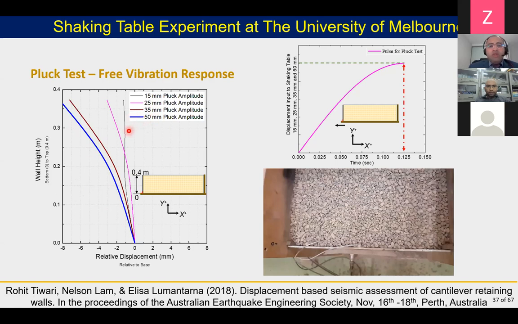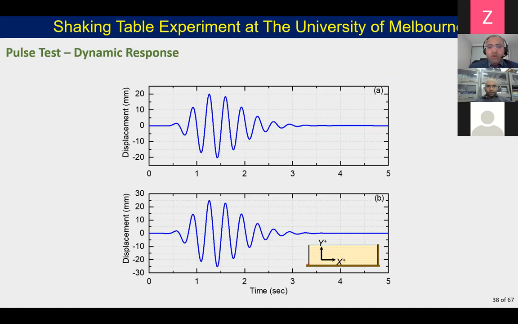And obviously because of the higher amplitude of the pluck, it will show you the high response. The small intensity pluck is actually generating some sort of non-linear response of the wall. But if you are going towards the higher intensity of the pluck, some sort of curvilinear response of the retaining wall was observed in all the tests. So this is one observation here.